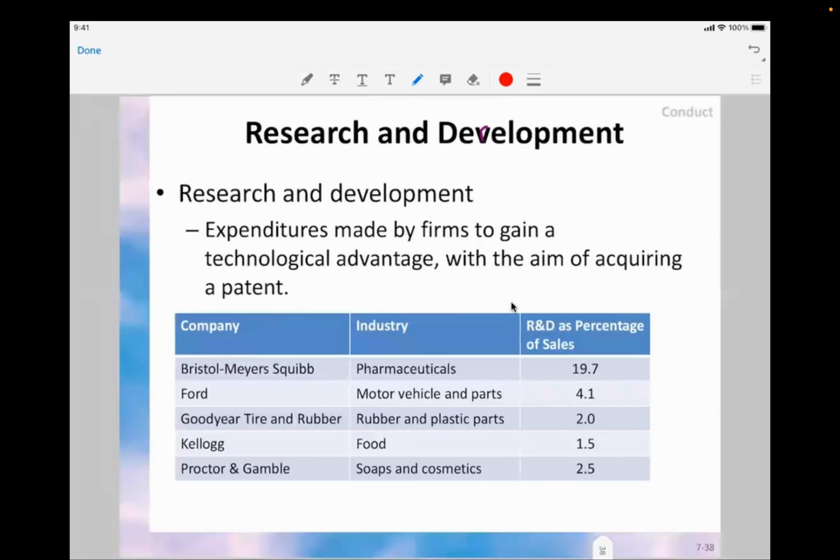When you look at research and development as another behavioral conduct by the firm, we see we have different industries here, like pharmaceutical, motor vehicle, rubber, food, or soap and cosmetics. And then we see research and development as a percentage of the sales. You see that the companies that usually require more research and development spend more of their budget on research and development, as is the case in the pharmaceutical industry. But for other companies, research and development would be very limited, like the food industry and Kellogg. Just look at that. We have 1.5% of total sales devoted to research and development, whereas for the pharmaceutical industry, we have 20%.